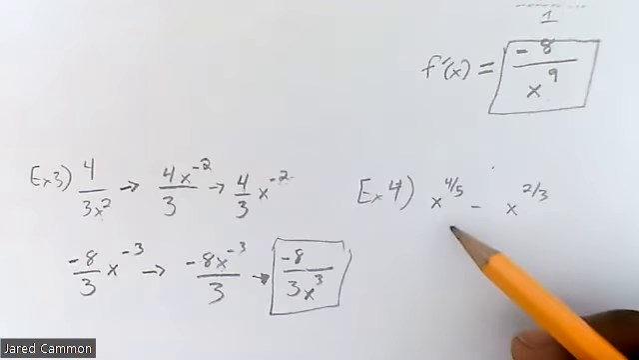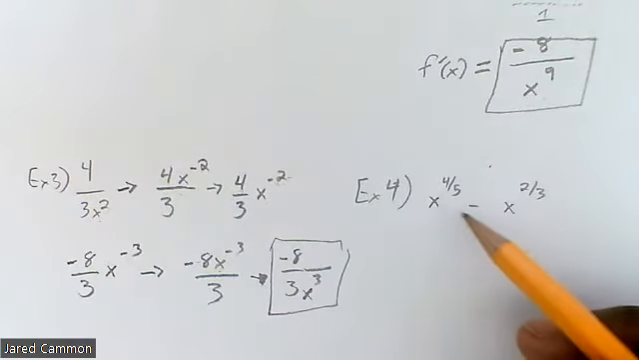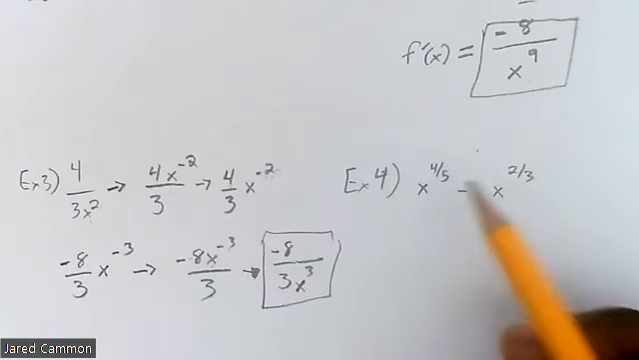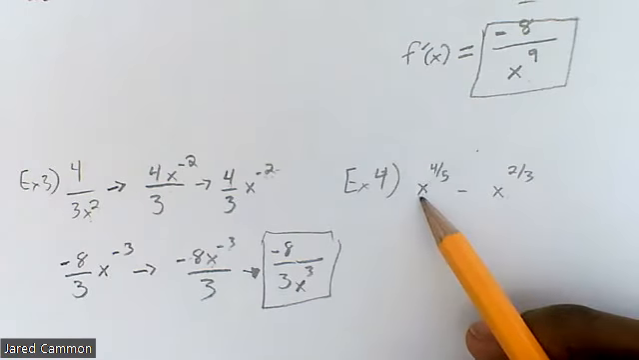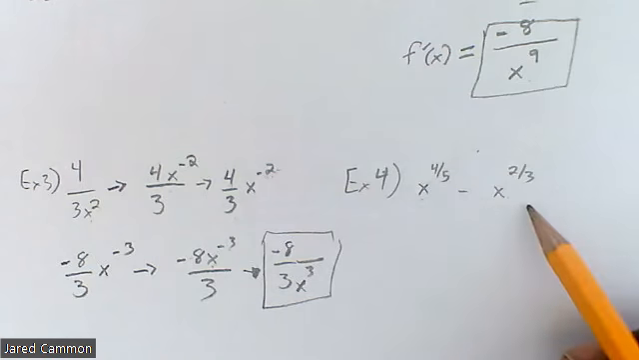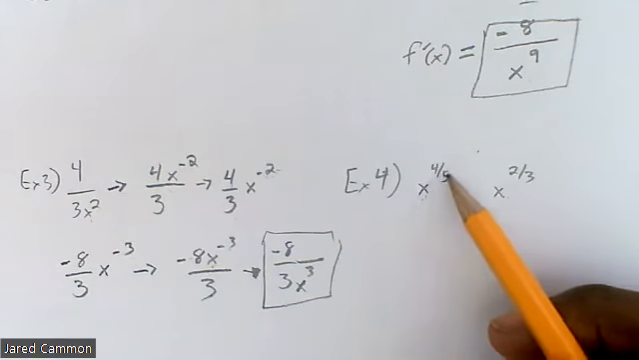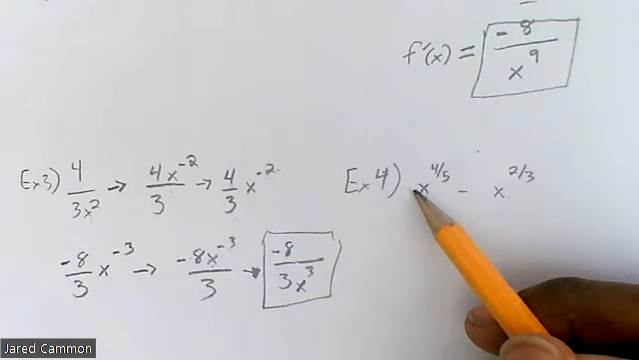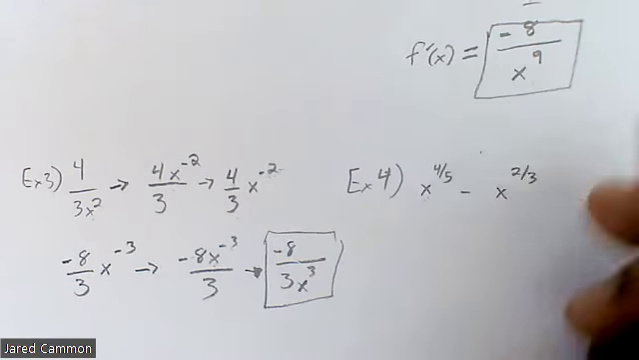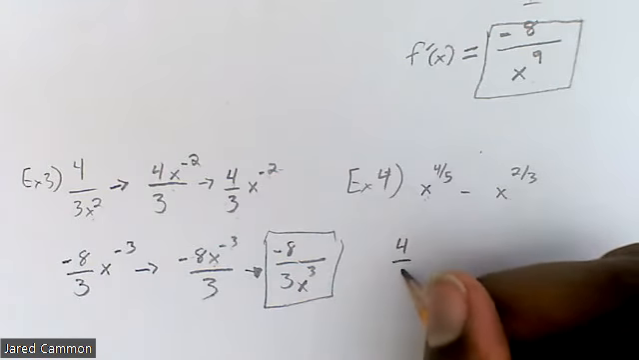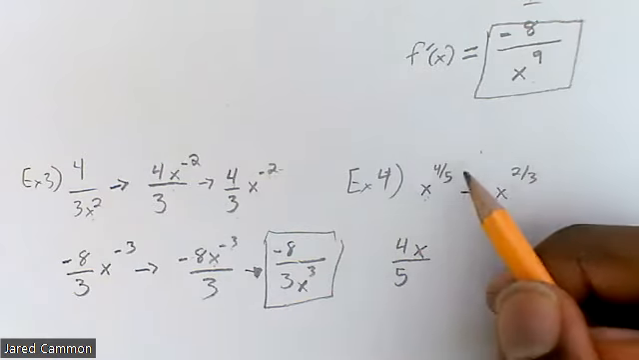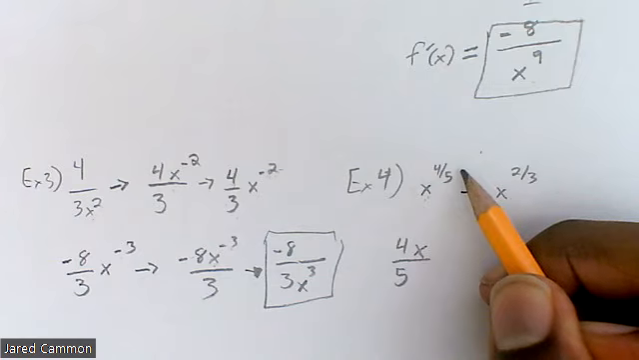Okay, here's another example. We have x to the 4/5 minus x to the 2/3. Again, since we have two different terms, we can do the power rule on them separately. So the power rule on x to the 4/5 is you take the exponent, multiply it by the coefficient in front, which is an invisible 1 here. So we will have 4/5, okay? And then we'll have x, I'll just write at the top here.